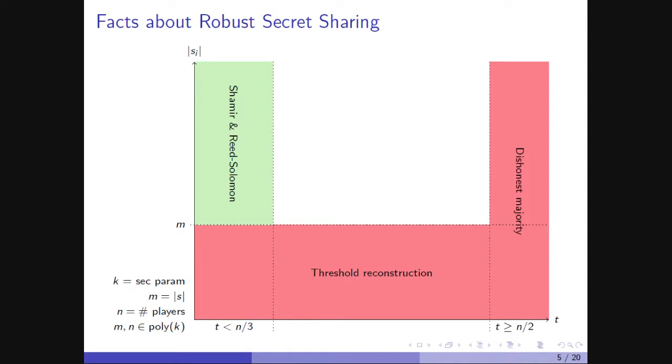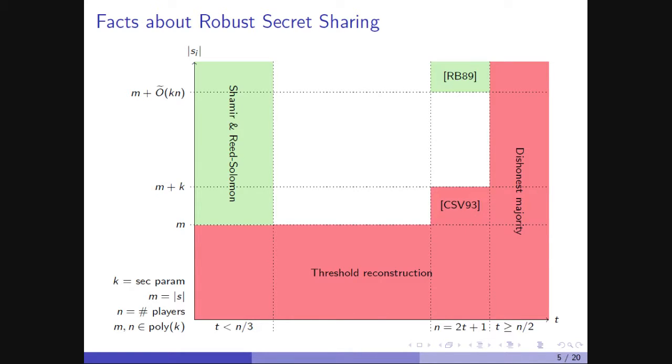Positive results: Shamir becomes a robust secret sharing when the number of corruptions is small enough, because you can think of it as a Reed-Solomon encoding, and it supports up to a third of errors. There is another positive result by Rabin and Ben-Or. This result is for the case of maximal corruptions. It also extends to fewer corruptions, but I'll just focus on this. It has overhead k times n in terms of the share size. A negative result is a lower bound that says that in the case of maximal corruptions, you have to have an overhead of at least the security parameter.